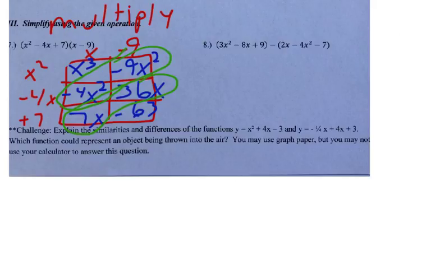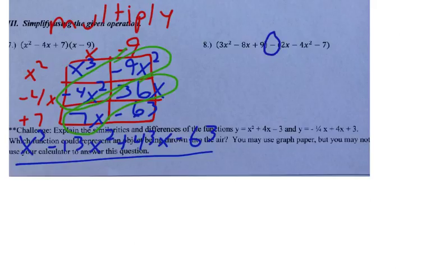let's see here, x to the 3rd, and then negative 4 minus 9 is negative 13x squared. 7x plus 36x is 43x. And then just bring down your minus 63 and you're done. Now number 8, you may be tempted to do the same thing, but number 8 has a what? A minus sign. So we are not multiplying here, we're subtracting.